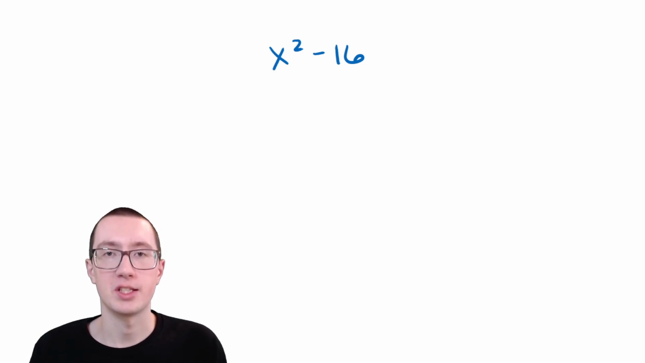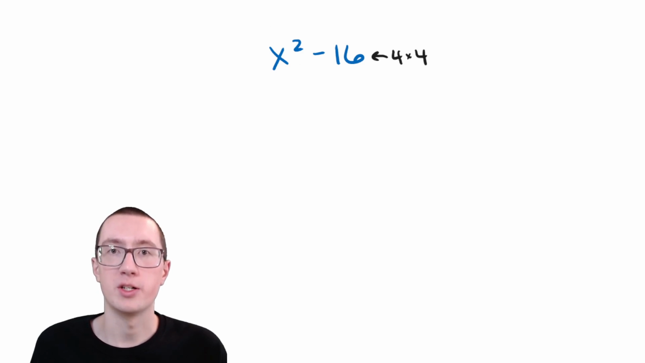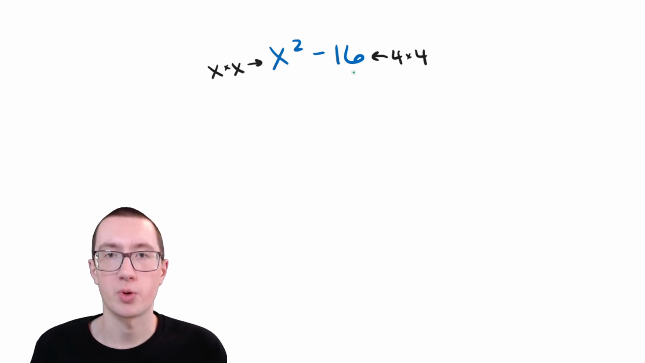But I am noticing that these are both perfect squares. 16 is a perfect square because 4 times 4 is 16. A perfect square is basically any number where you can multiply 2 of the same number to get it. So 16 is 4 times 4. And x squared is also a perfect square because x squared literally just means x times x. So because these are both perfect squares and because there's a minus sign in between, we can use the creatively named rule, difference of squares.